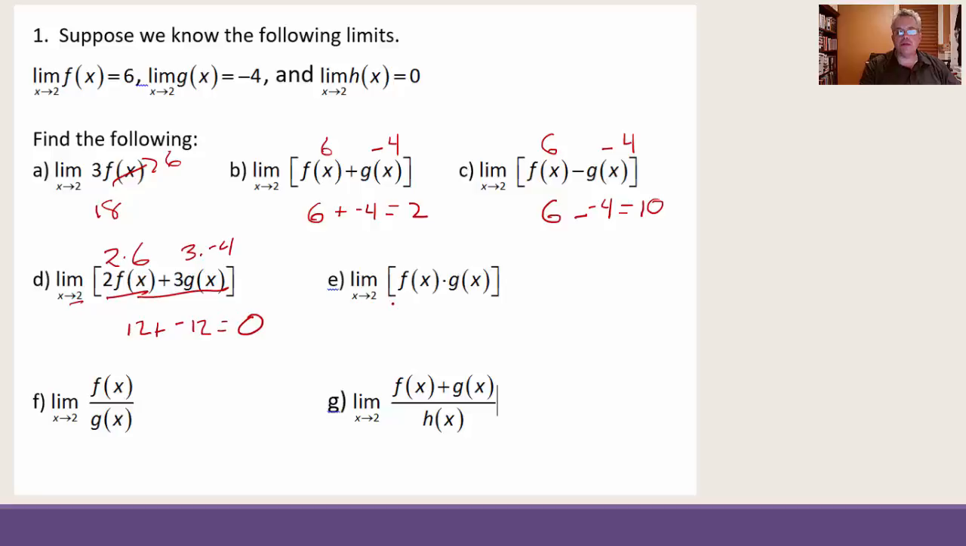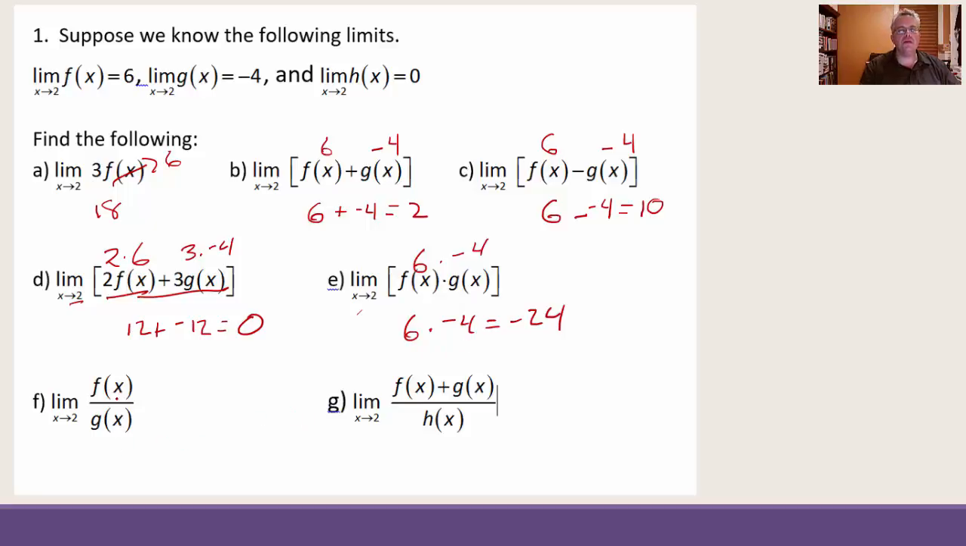We can play the same game with multiplication. The limit as x approaches 2 of f of x times g of x. Well, f is approaching 6, g is approaching -4, so their product must be approaching 6 times -4, which is -24. So if we have the limit of a product, we can just multiply their limits.